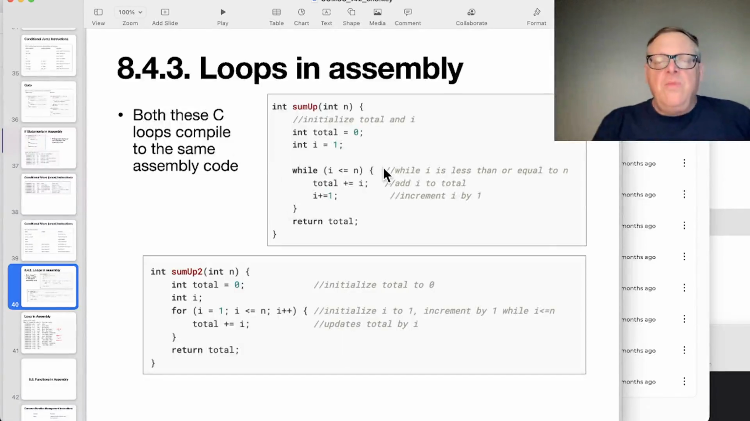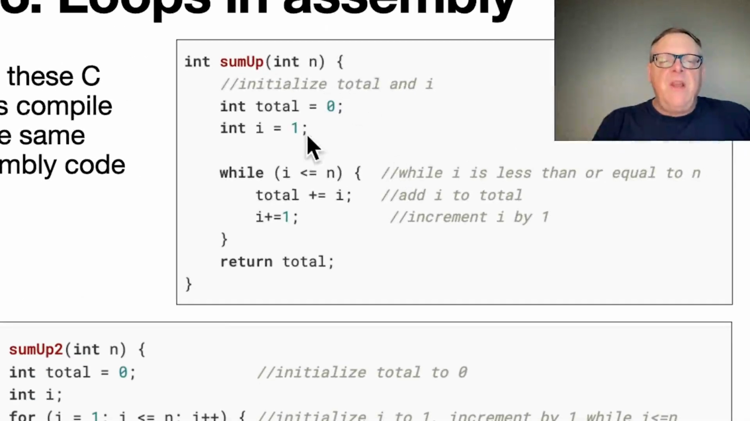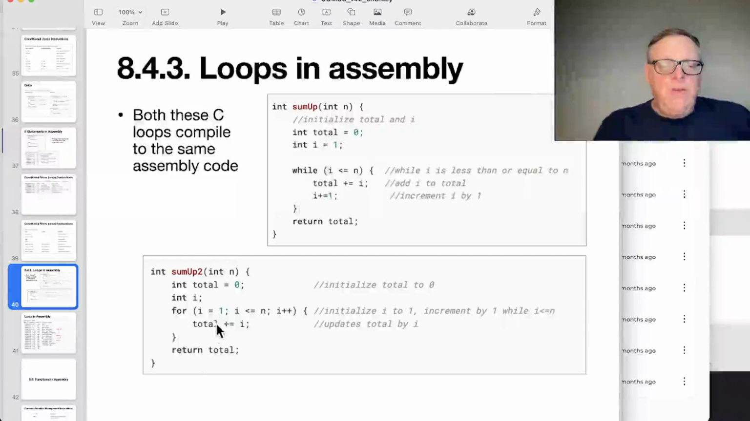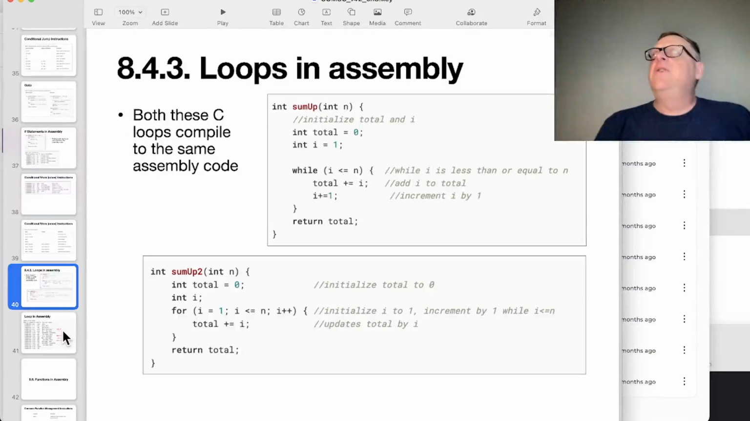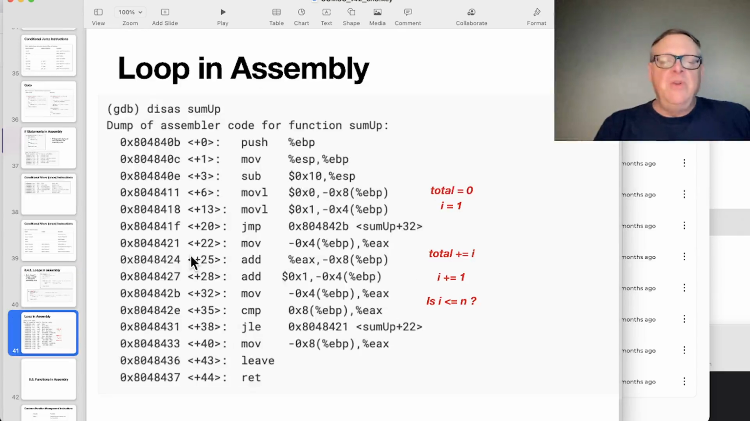All right, and then there are loops in assembly. So here's one way to make a loop. While i is less than or equal to n, let the total equal something, and i equals i plus 1. That's one way to make a while loop. Here's a for loop. For i equals 1, i less than or equal to n, i plus plus, total plus equals i. This is another way to express the same loop. And both of them will create the same assembly code, because in assembly, you don't have the curly braces, you don't have while, you don't have for. All you've got is those jumps and maybe those conditional move statements.